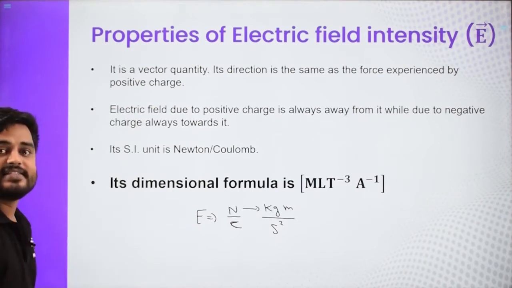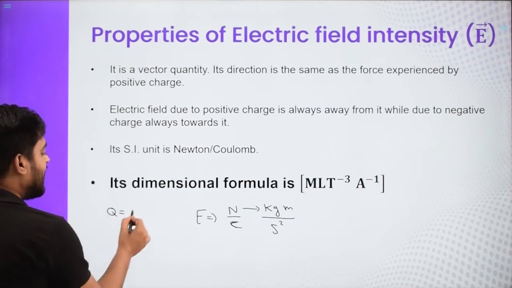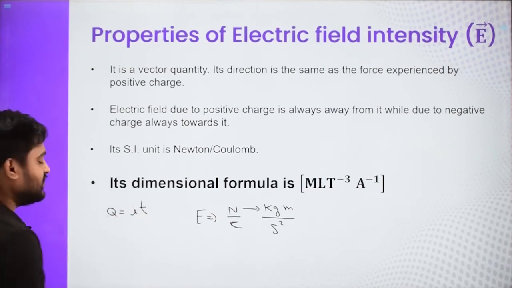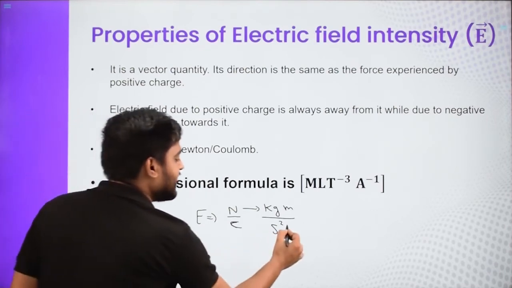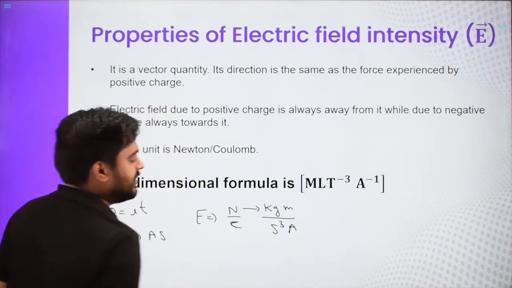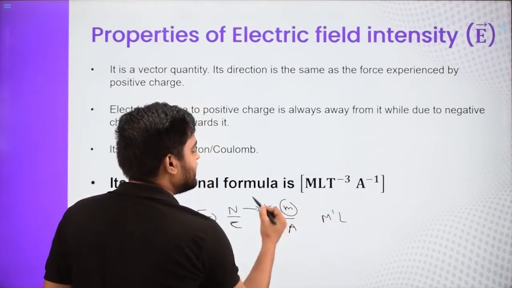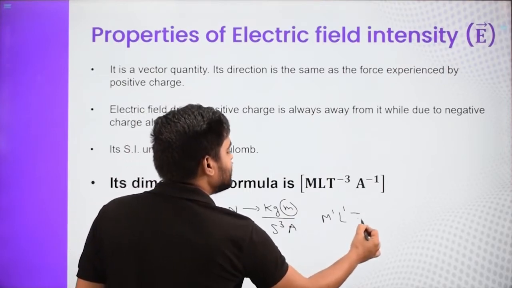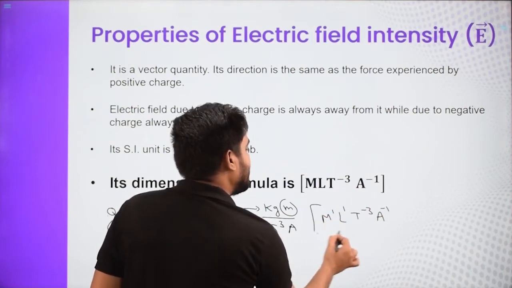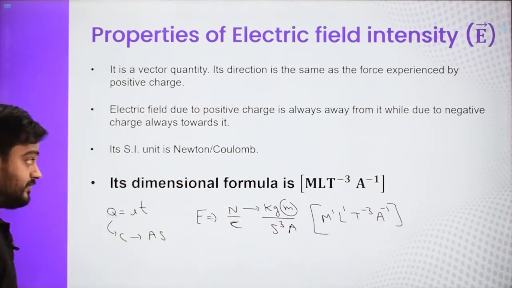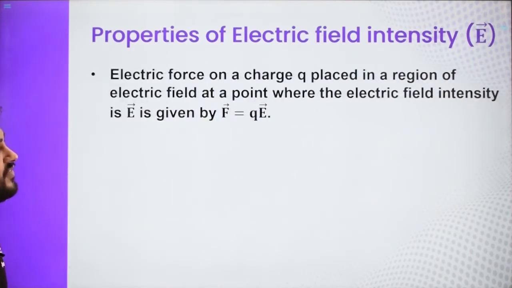So Coulomb is not SI, we need to relate it to current. So we will say that Q, charge, is nothing but I times T, current times time. So Coulomb is nothing but ampere second. So I am writing ampere second over here. So ampere and it will come second cube. And that gives me M raised to 1, L, length, meter is a length, length raised to 1, time raised to minus 3, this is the time, and this is A, ampere raised to minus 1. And that is the dimensional formula for electric field intensity.